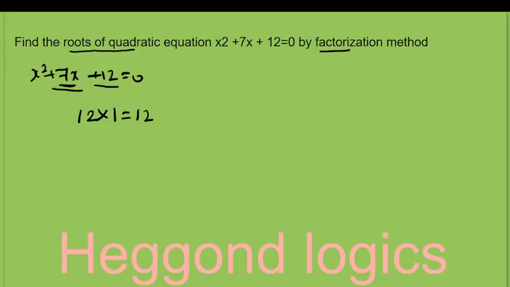Now there are two integers: the first one is 4 and the second one is 3. 4 into 3 we get 12. But here we need plus 12, that's why both are positive. Then only we get the positive. If both are negative, at that time also we get plus 12. In the middle term plus 7 is there, that's why we take both as positive, because 4 plus 3 is equal to 7. Now to split up the middle term 7x, we write it in terms of 4x plus 3x.